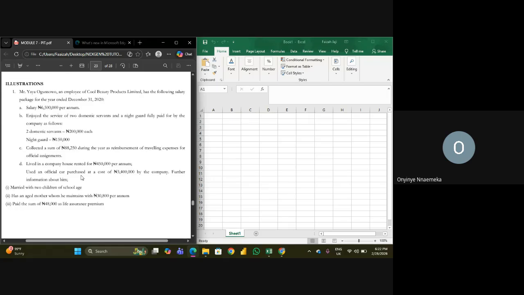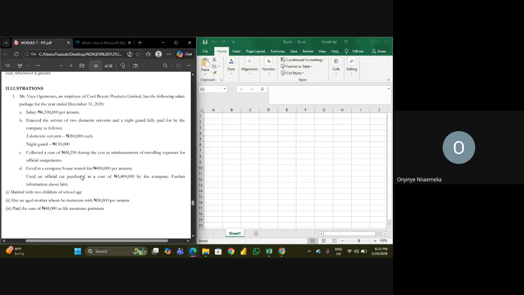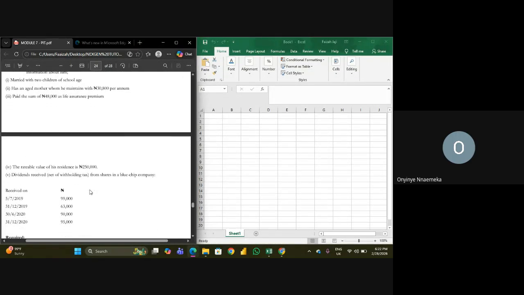Mr. Yaya Ogunshowo, an employee of Cool Beauty Products Limited, has the following salary package for the year ended December 31st, 2020. So we have the salary. They gave him 2 domestic servants and a night guard, and the company is paying their salary. Then he collected a particular money. They reimbursed him for the traveling expenses that he incurred for official assignments. The company gave him a rented apartment and an official car. This is the cost of the official car. Other information: he's married with two children. He has an aged mother that he gives this amount every year. He pays life assurance premium.